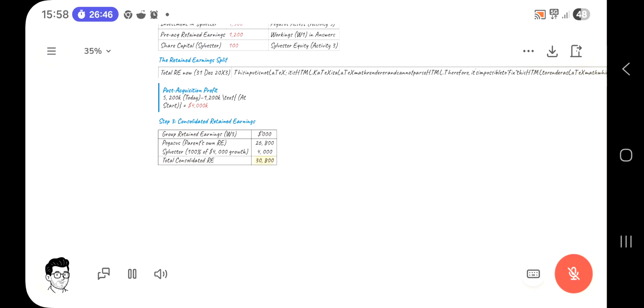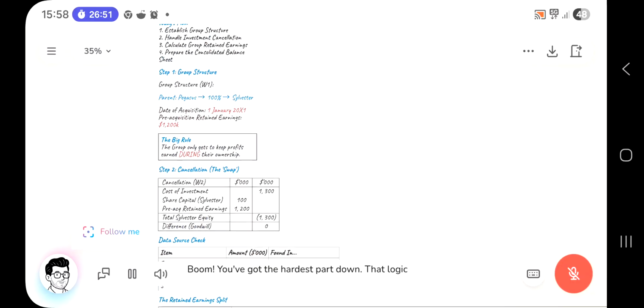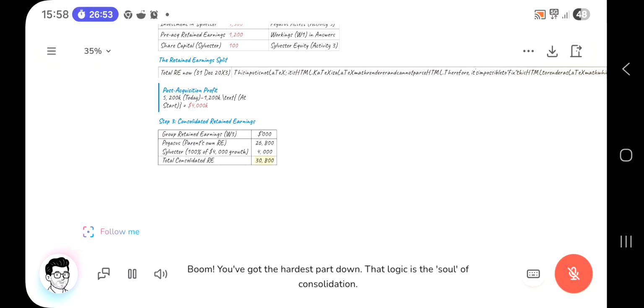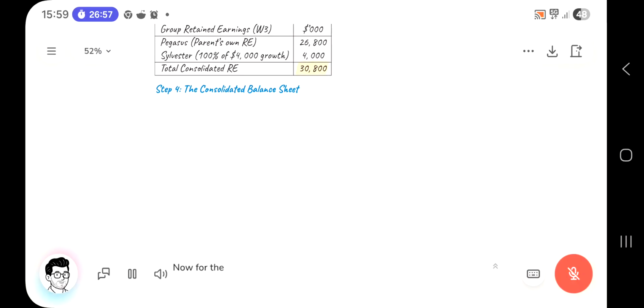Boom. You've got the hardest part down. That logic is the soul of consolidation. Now for the easy part, the line-by-line addition. We just add Pegasus and Sylvester together for most items, but we leave out the internal stuff we canceled.